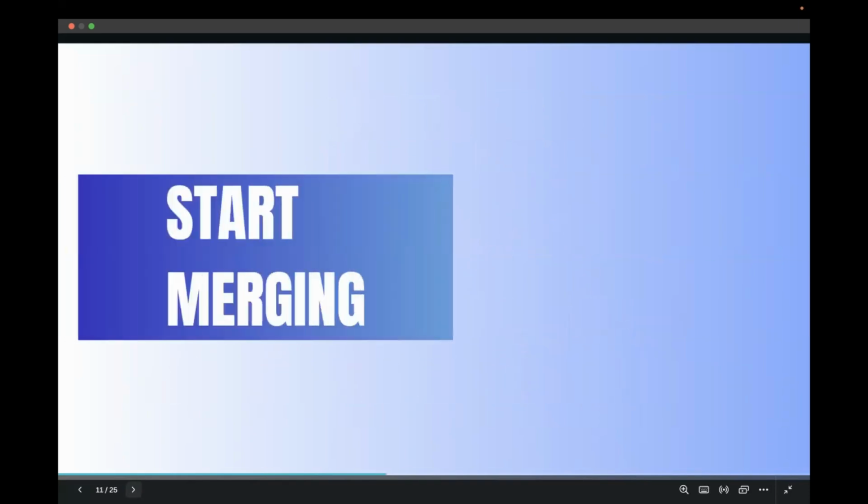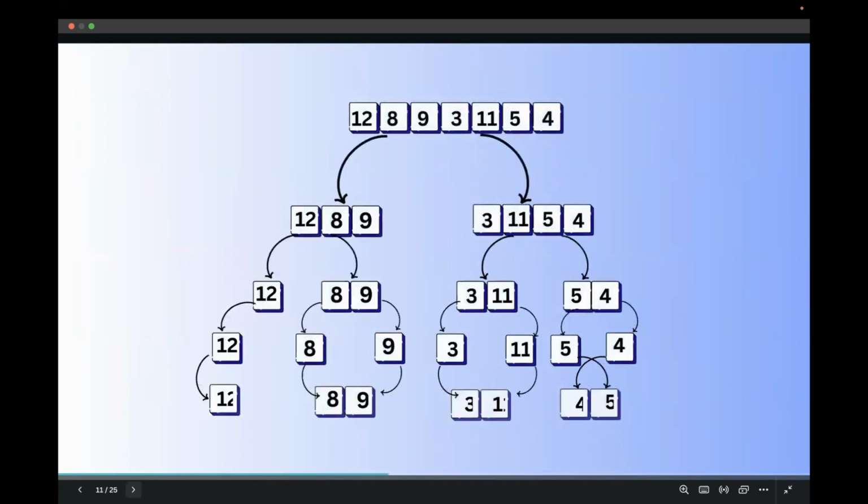So let's start merging. We have 8 and 9 combined together, and they are in sorted order, that is ascending order. Now we'll combine 3 and 11, and they're also in sorted order, that is ascending order. And now we'll combine 5 and 4, but here 5 is greater than 4. So we'll just swap 5 to the right side and place 4 on the left side. So now they're also sorted.